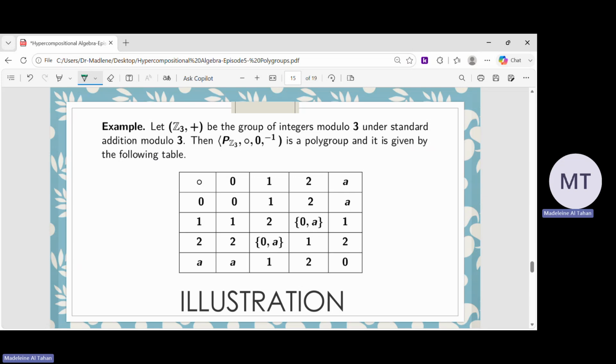Here we have another illustration on Z3, the group of integers modulo 3. I invite all of you to try D3, for example, to try Q8, to try D4 or S4 or A4, the alternating group, the symmetric group, the dihedral group, or the quaternion group, and try to find the associated polygroup of it. Examples like this help us transform the abstract definition into something much more concrete.